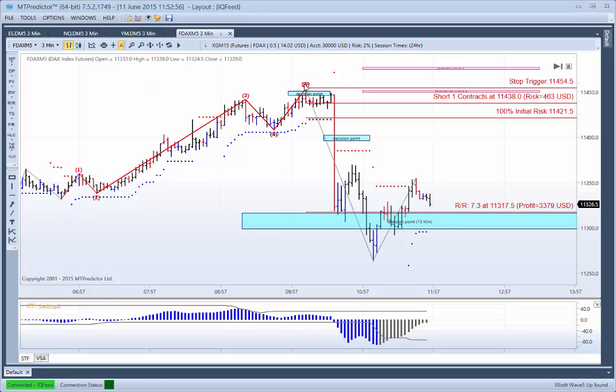So trying to pick tops and bottoms is not necessarily more dangerous. You just have to be careful when you do it, and as I've said, if you're more experienced, do it when you have other reasons why you think a top or bottom is coming in, and that is normally support or resistance on a higher time frame chart. So hopefully this has been a good example to show what the more experienced users can do with the MTPredictor software program.